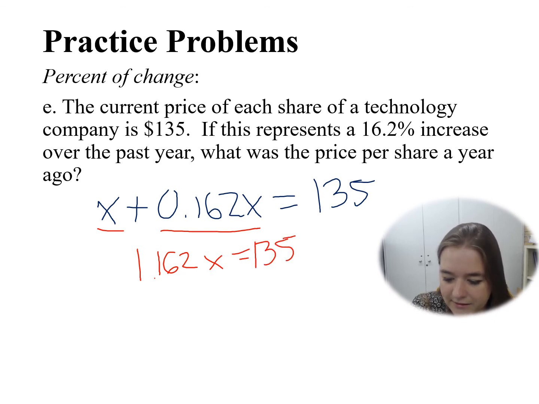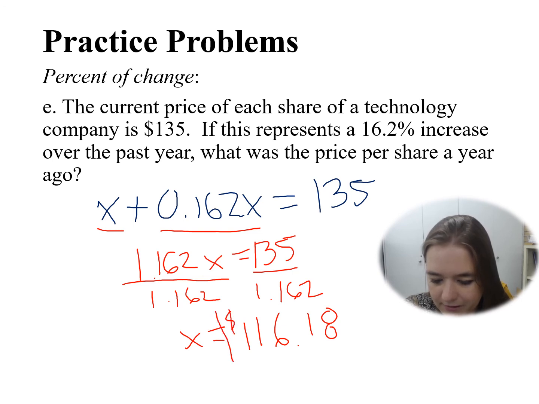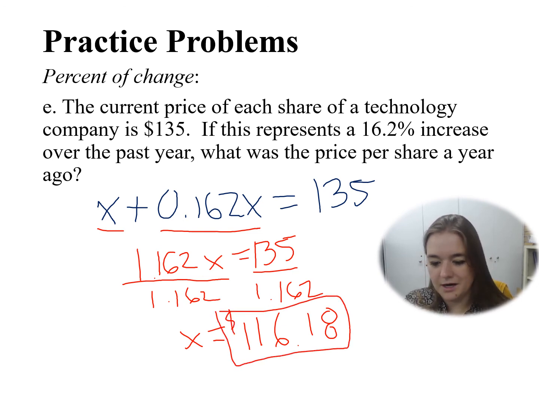Now what I need to do is I need to divide both sides by that 1.162. And I'll find my original share. Let's see, 135 divided by 1.162 gives me 116.179, but I'm rounding to the nearest cent because I'm talking about money here, so 0.18. My final answer is the shares last year were $116, and now they're worth $135. So if we invested last year, we'd be making money on this deal.